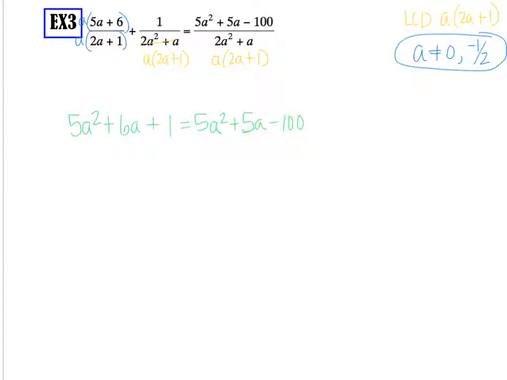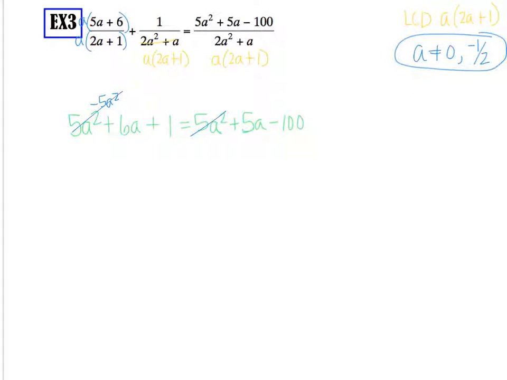So is it linear or quadratic? Well, this is quadratic. However, I notice that if I were to set it equal to 0, I am going to end up canceling my a squareds. So it's actually going to end up becoming linear. But let's go ahead and start solving. So I would subtract 5a squared, and that cancels.